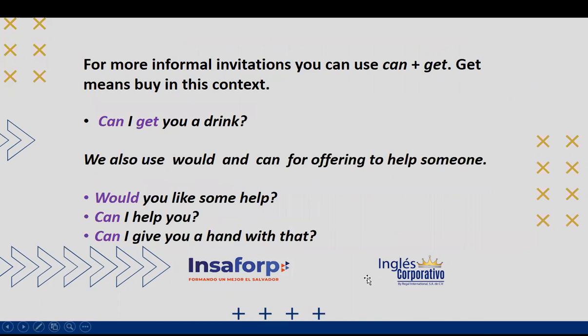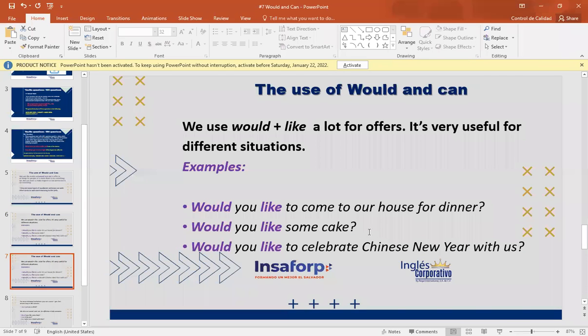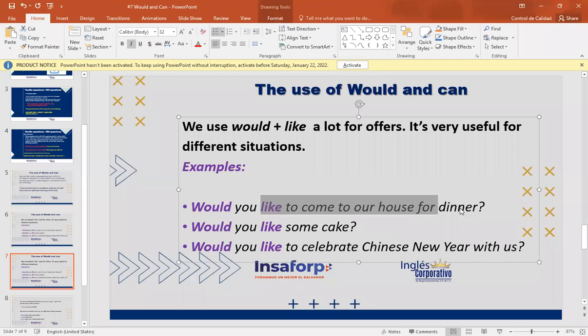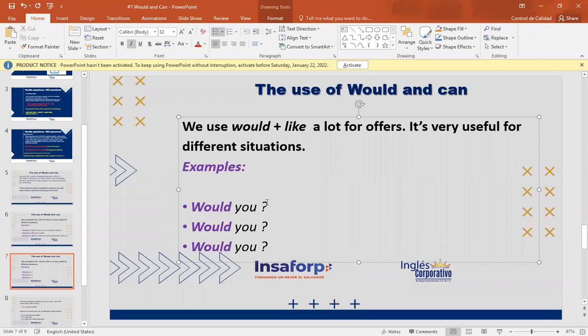Let's do some other examples. So we're going to delete this and we are going to create another offer. For example, I have this one. Would you go with me to the cinema? Would you go? We don't say only would you like. We can use another verb. Would you go with me to the cinema? And the answer can be, yes, I will.